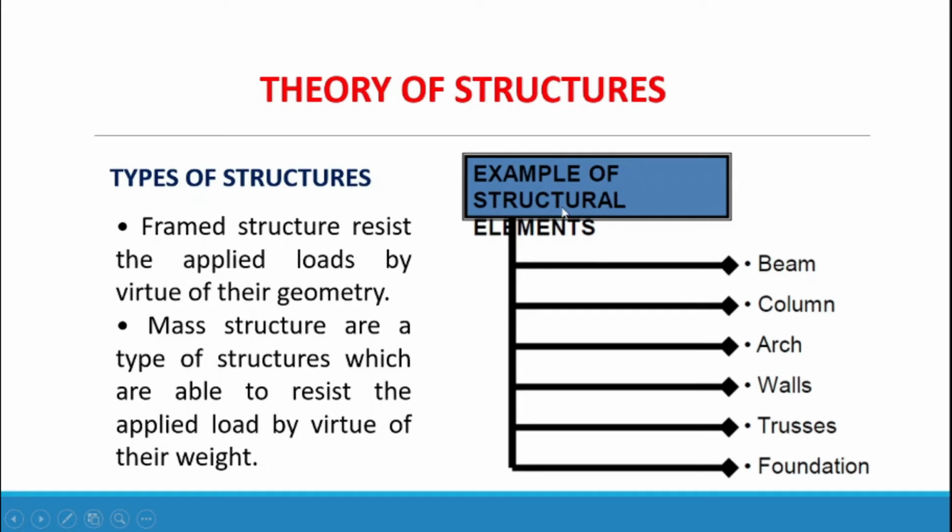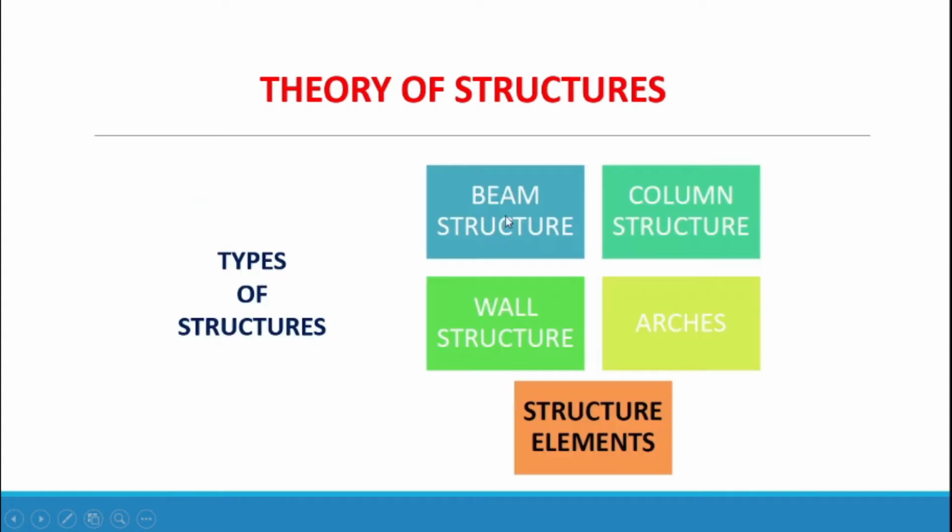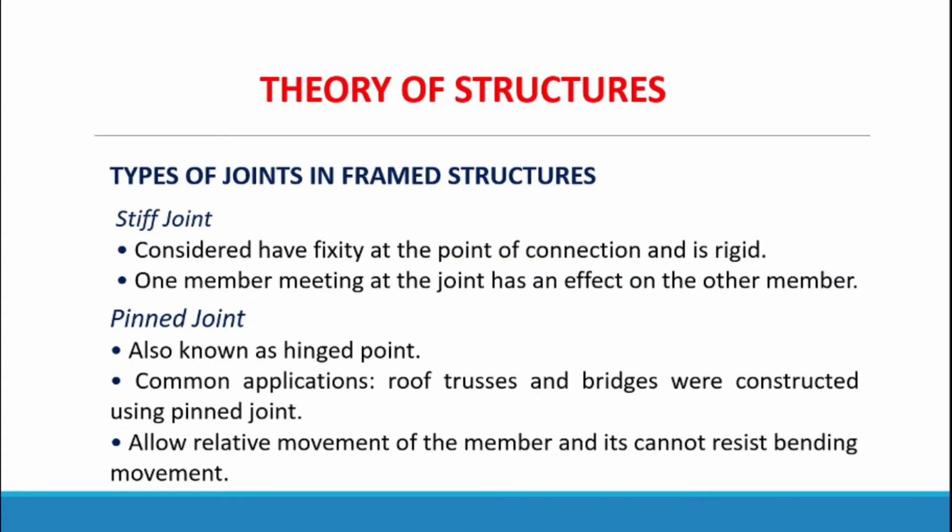So we have here examples of structural elements. First, we have the beam, column, arc, walls, trusses, and foundation. So we have here the beam structure, column structure, wall structure, arcs, and structure elements. So these are the types of structures.